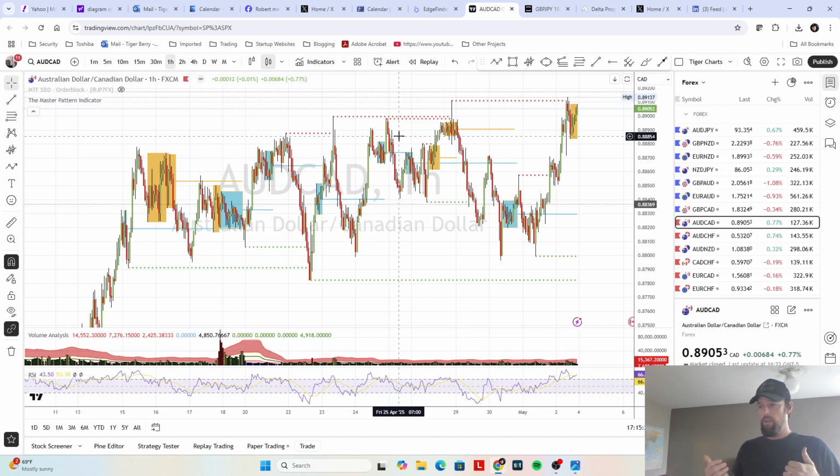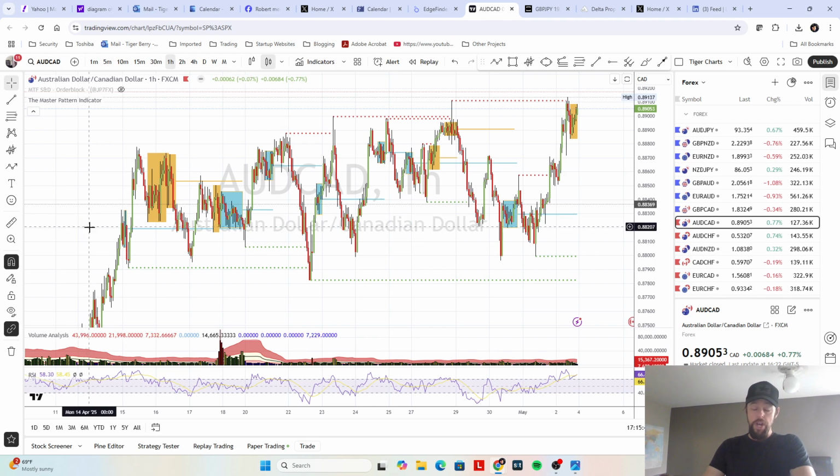equivalents of US dollars. 8 trillion, 9 trillion dollars of currencies are changing hands every single day. And that's more than all the other markets combined. Stock market, futures, everything. Huge market. So that's why the banks love to trade in the Forex market, because there's so much money to be made. But even so, even though it's so liquid, they have to still accumulate their shares.